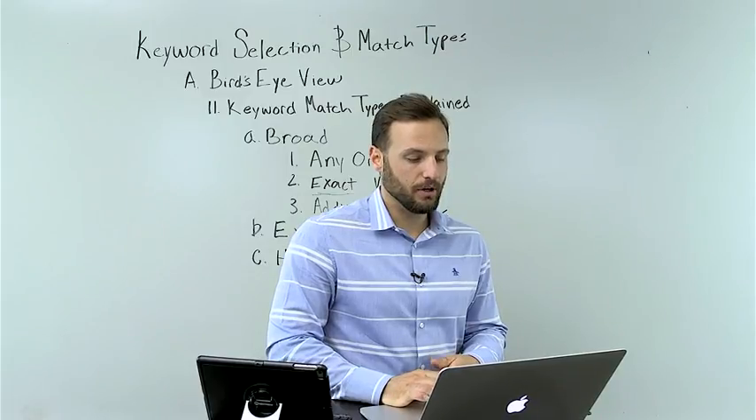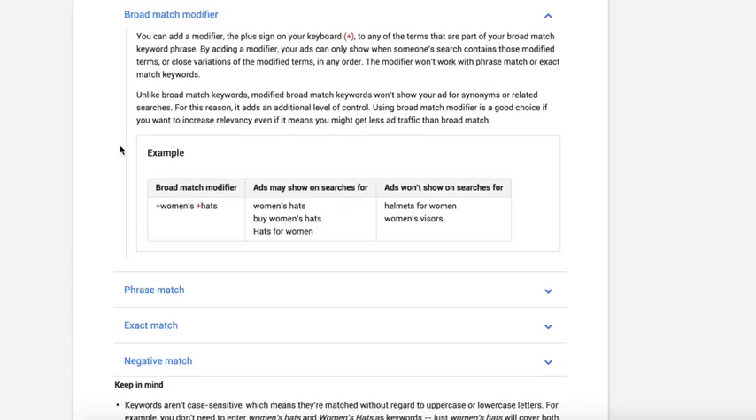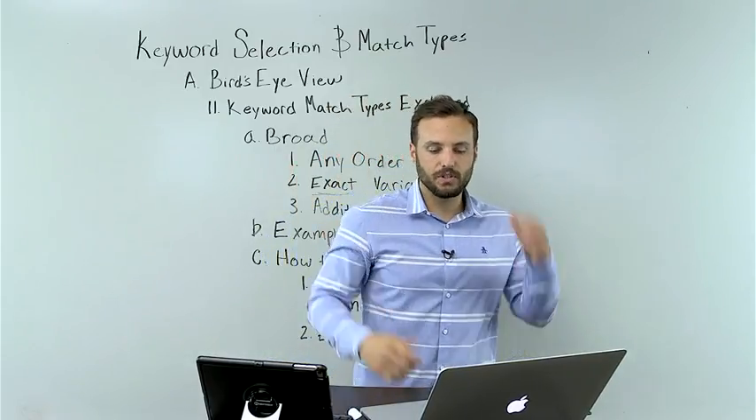and so you can get a better feel for the difference between a broad match keyword and a broad match modifier keyword. Here the keyword is women's hats, and Google displays that your ads will or may show for women's hats, buy women's hats, and hats for women. Your ads will not show for helmets for women or women's visors. These keywords, if you just had this set up as a broad match, would trigger your keyword. And obviously, helmets for women and women's visors are not relevant if you're selling a women's sun hat or something similar to that.